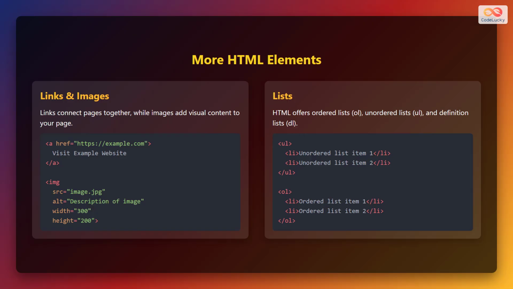HTML offers ordered lists, unordered lists, and definition lists to present information in a structured way. Ordered lists use numbers, while unordered lists use bullet points. The ul tag creates an unordered list, the ol tag creates an ordered list, and the li tag represents each list item.